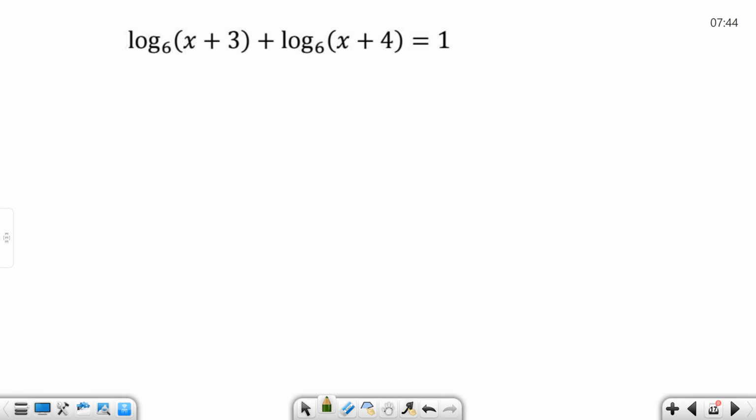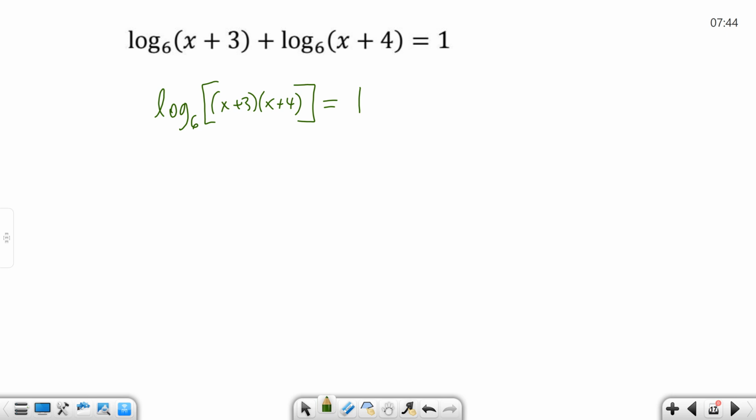Sorry, there was something on the screen there. All right, so then log base 6 of this. So how do I put these? We multiply them. So log base 6 of x plus 3 times what? X plus 4. And it's a good idea to make sure there's no doubt. I'm going to put brackets around all of this. That tells me I'm taking the log of all of this stuff here. And that equals 1.